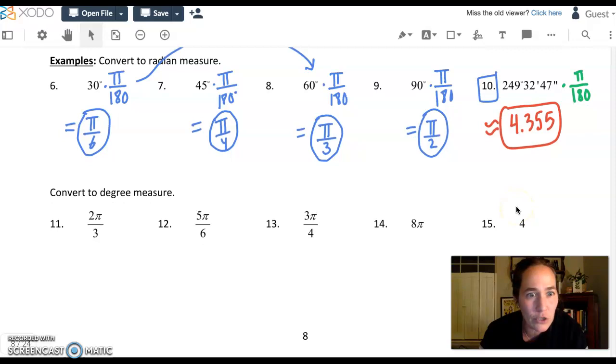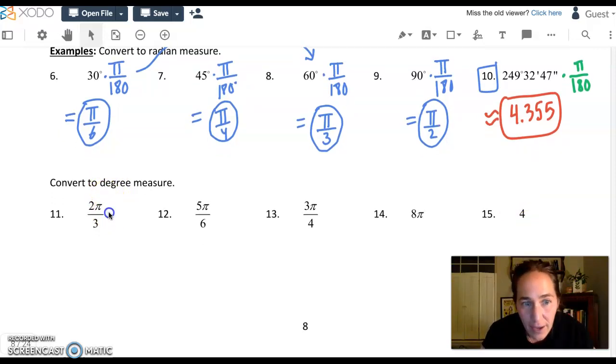Let's see what happens when we try converting radians to degrees. Now, I know that this time, we wrote down the conversion that when we were going to radians, we multiplied by pi over 180. Well, here I want to multiply by the reciprocal of that. I want to multiply by 180 divided by pi.